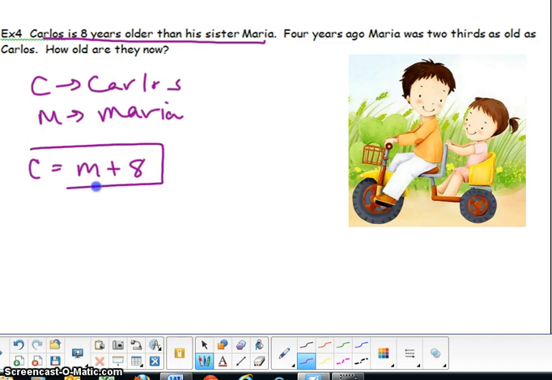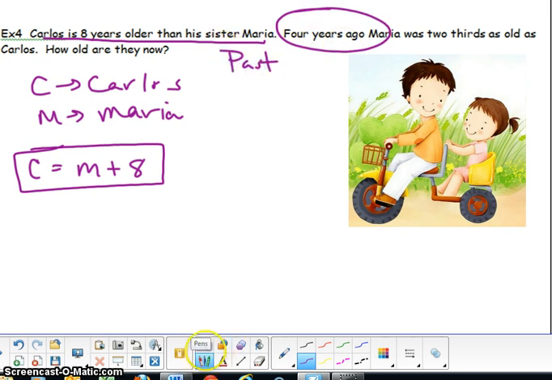And then the next equation is a little tricky, so you have to be careful here. It says 4 years ago, so this would be in the past. What would be their ages in the past? So Carlos, it would be 4 years ago, so you would subtract 4. Maria, 4 years ago, was M minus 4. So we have to take whatever their age is, subtract 4. Okay, now let's look at the sentence. It says 4 years ago, so these two things cover that.